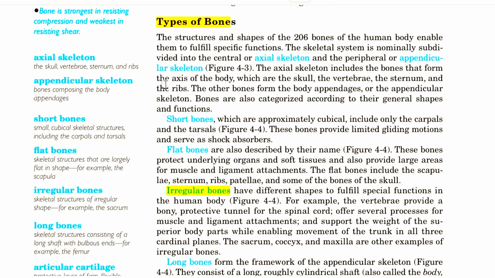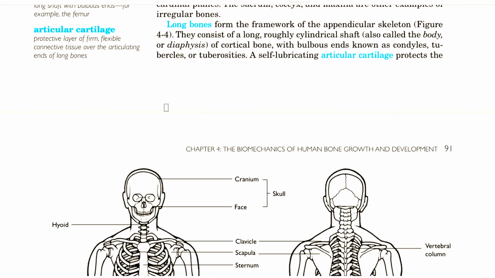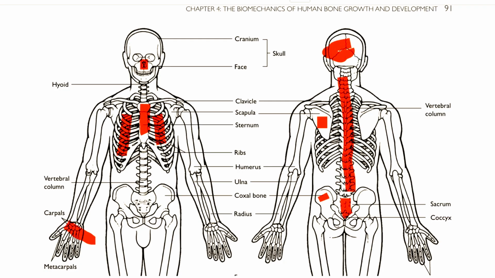Then the long bones. These are the bones that majorly make up your appendicular skeleton. Long bones are the framework for the appendicular skeleton. They have a long shaft, the diaphysis, with enlarged ends. The enlarged ends have features like condyles, tubercles, and tuberosities, and the bones contain the medullary cavity inside and articular cartilage at the ends.